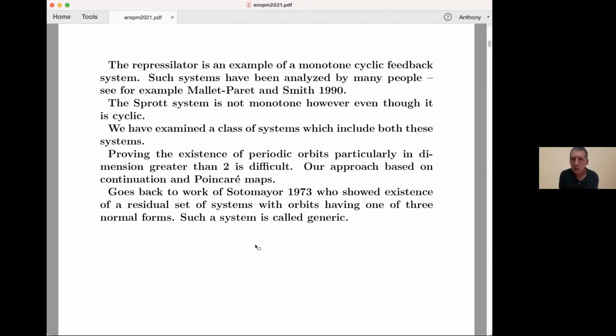And as you know, existence of periodic orbits is very hard in dimension greater than 2. In dimension 2, you have the Poincare-Bendixson theorem, which I'll remind you about, for example. But once you go to higher dimensions, it's really a difficult problem, and that's both in the Hamiltonian setting and the non-Hamiltonian setting. And one of the interesting things here is that the systems that we're looking at are Hamiltonian.